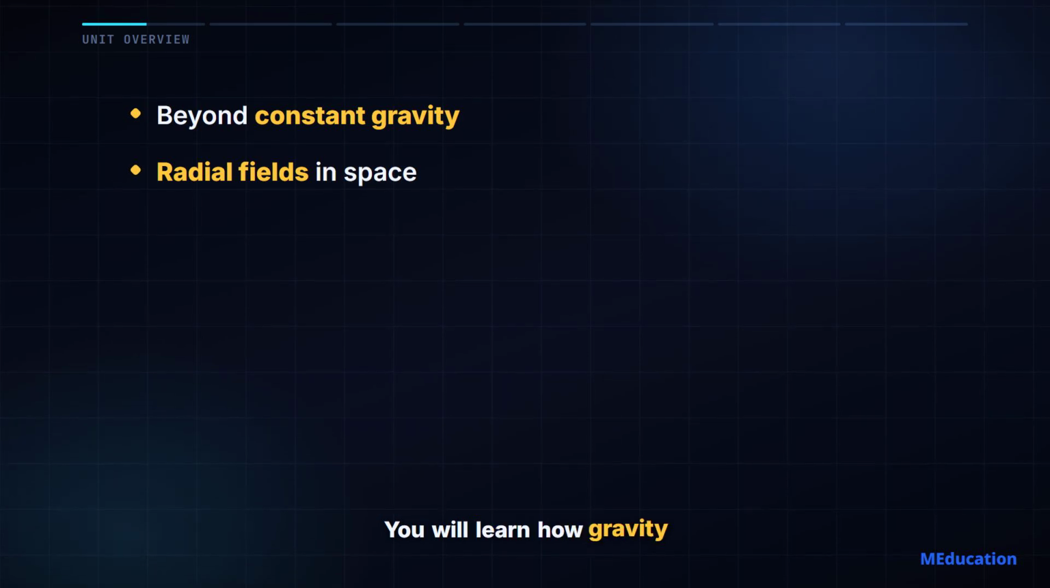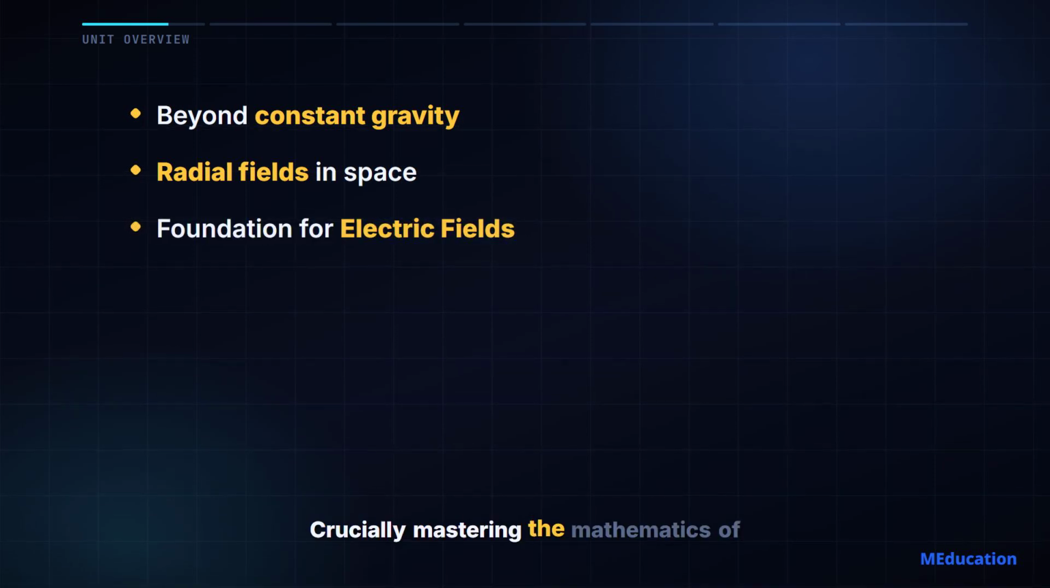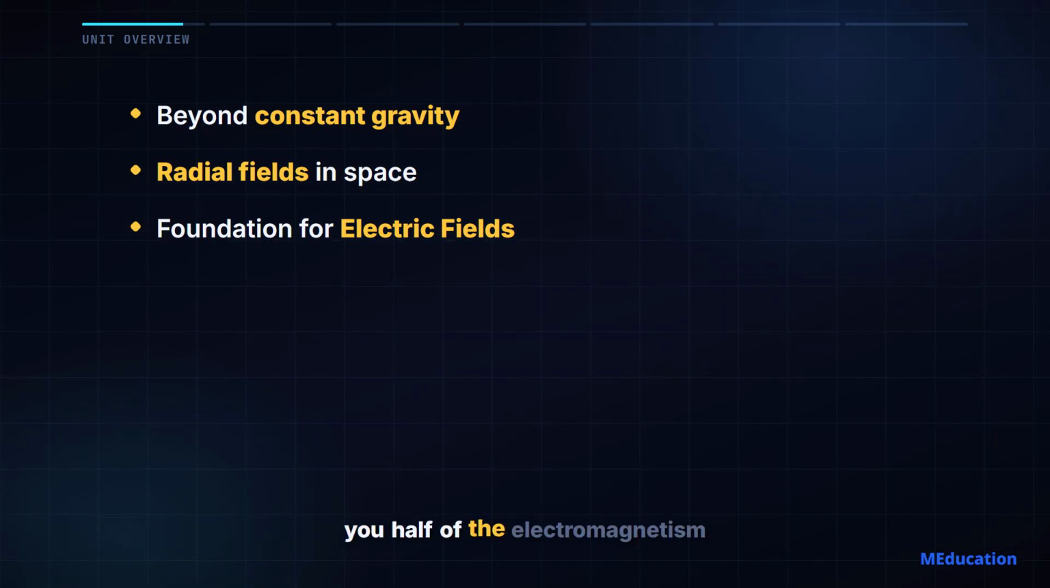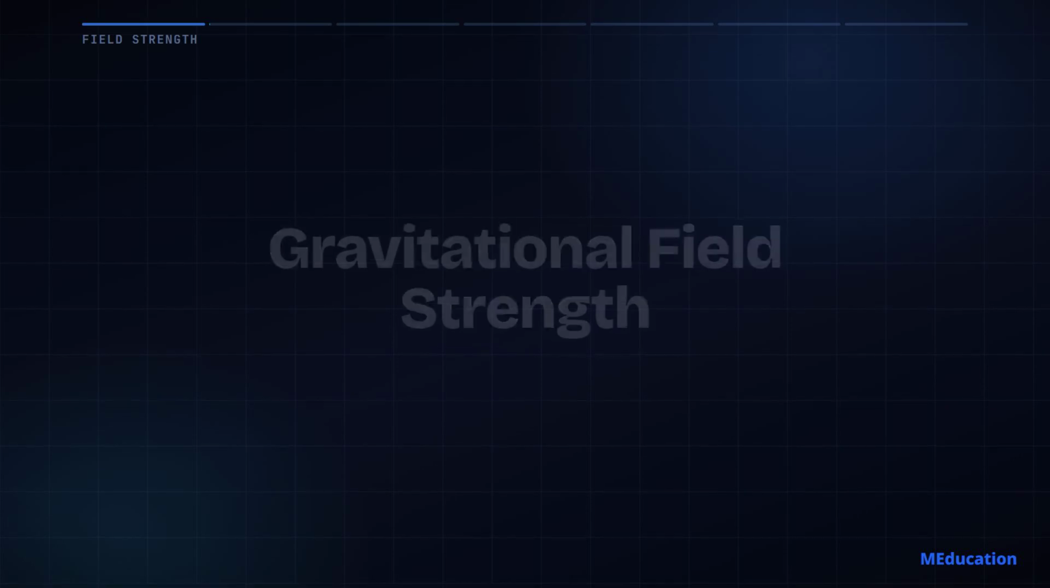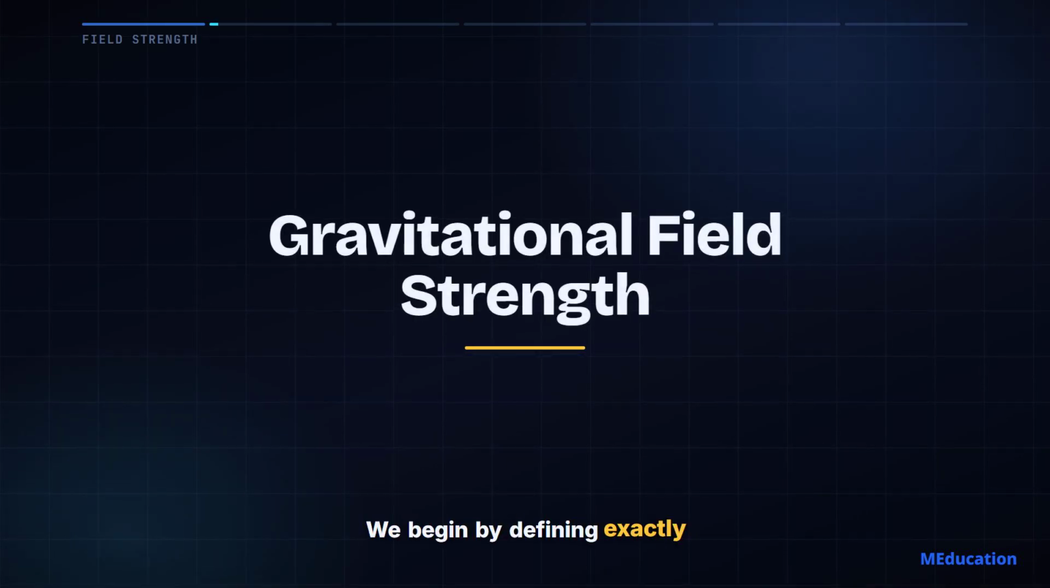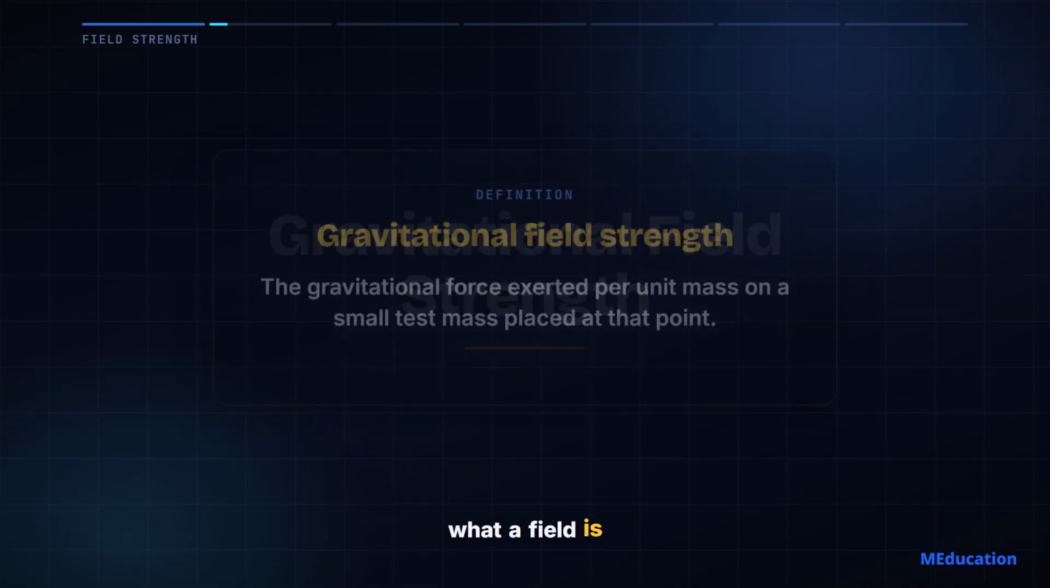You will learn how gravity actually behaves across the vacuum of space, weakening as distances grow. Crucially, mastering the mathematics of gravity here will effectively teach you half of the electromagnetism course in advance, because the field architectures are identical. We begin by defining exactly what a field is.